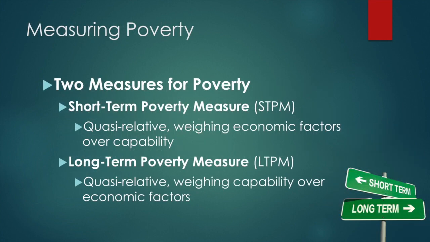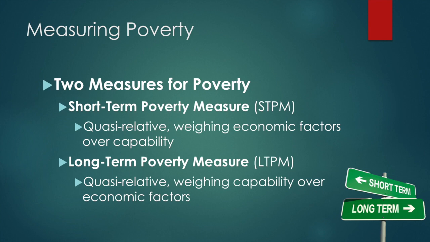Our definition of poverty guided our proposed measuring system. We elected to have two measures, one each measuring short and long-term poverty. Both measures use household as a standard and are quasi-relative, including both social and economic factors. The short-term poverty measurement, hereby referred to as the STPM, weighs economic factors more than capability. If someone dips below the poverty line for a short period of time, it is most likely due to a temporary economic hardship rather than a lack of essential capability.